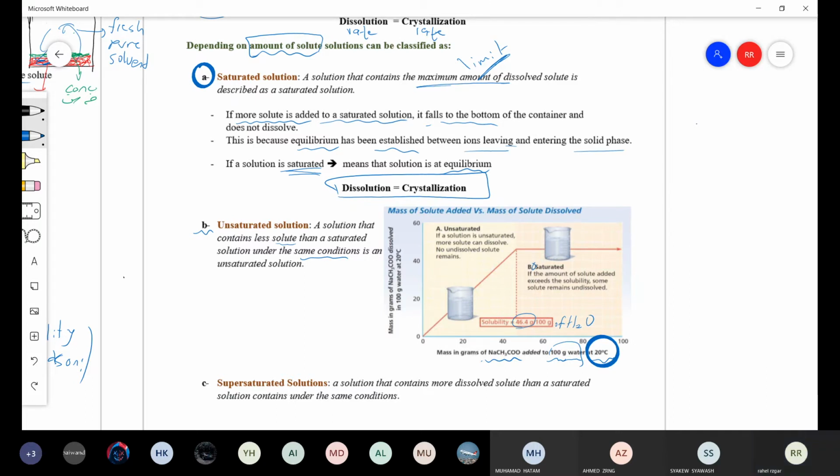The saturated amount is 46.4. So at that point, it has reached saturation. Even if you put more, what does it say? Even if you put more, some solute remains undissolved.